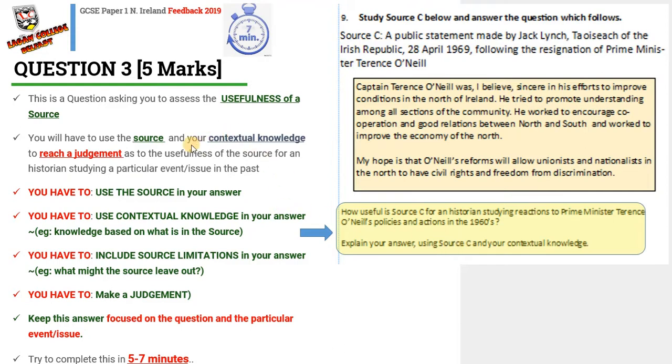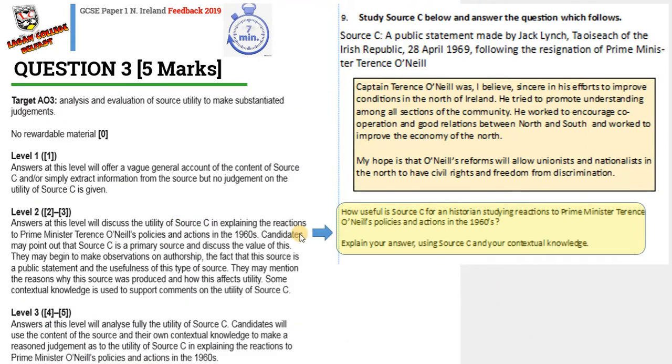It's asking you to assess the usefulness of a source. It's asking you to use a source and contextual knowledge to reach a judgment on how useful this is for a particular event or issue. You have to include a source limitation as well if you can in your answer. What does it leave out? Why might it be not so useful? You have to make a judgment, and really focus on the event mentioned in the question. Don't go outside that remit. For this, 5 to 7 minutes if you can would be really good, and you'll have your space down here again to write.